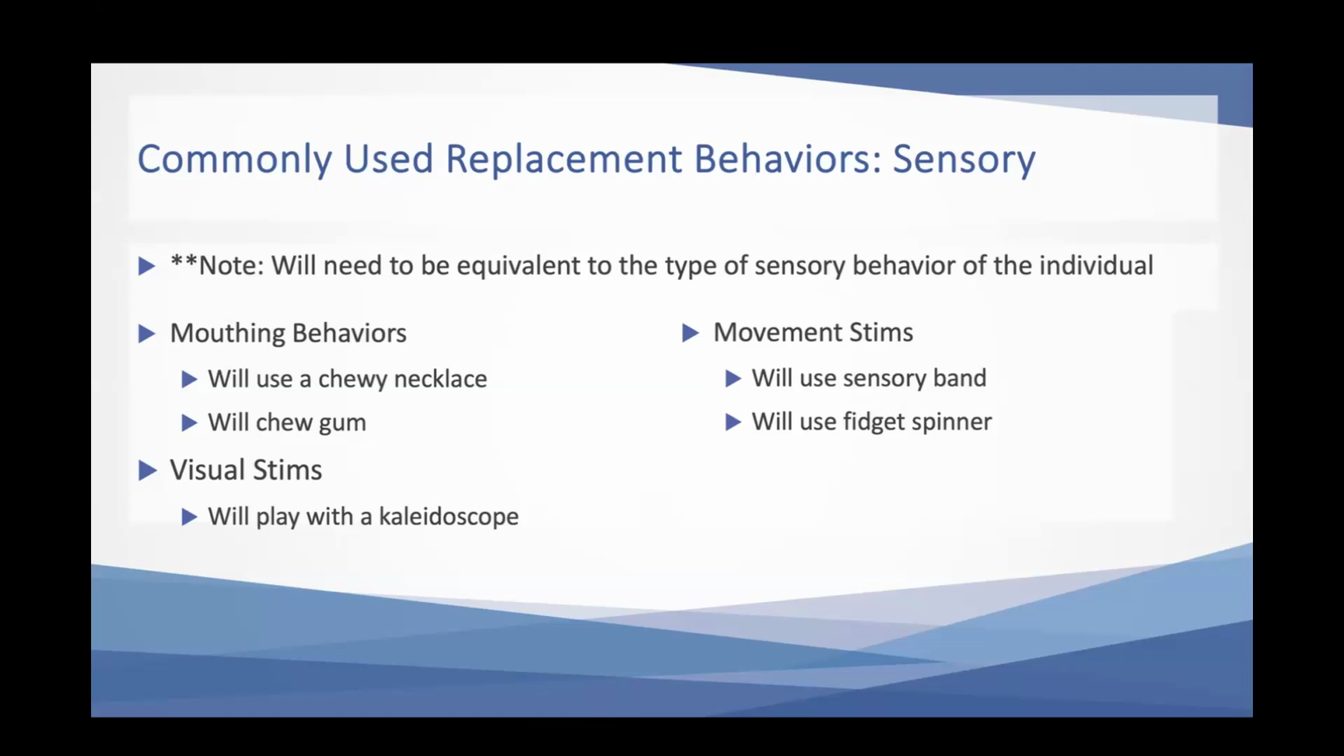For movement stims, adding a sensory band to the client's chair or having one of those wiggle chair toppers that they can sit on and move around while still appropriately sitting down and engaging with the class, or something like a fidget spinner. Again, this is not meant to be exhaustive or a comprehensive list, but at least to give you an idea of how we can pair the problem behavior with a potential appropriate replacement behavior.